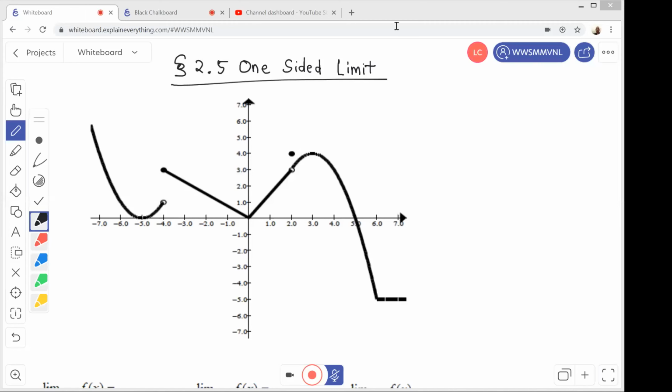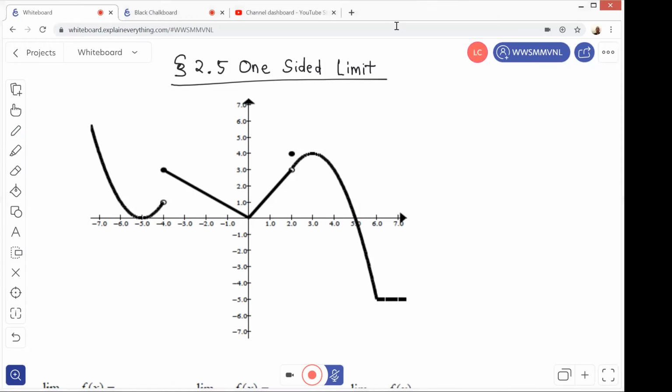All right, welcome back, AP Calculus. This is our next section, 2.5. We're looking at one-sided limits. And in this lesson, we're going to approach the roller coaster or the graph from one particular side. So let's look at our first example.